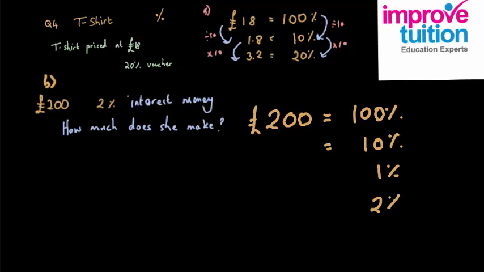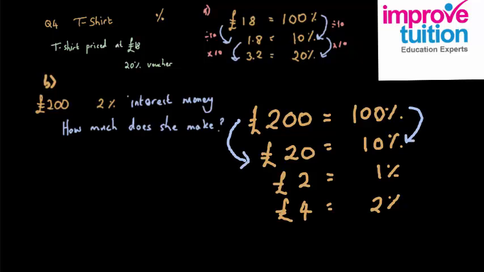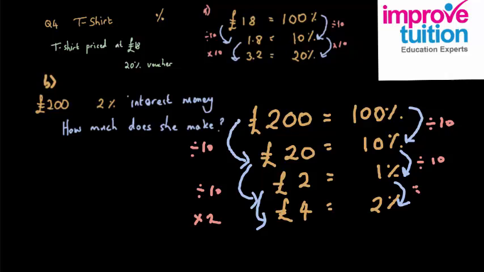Do you remember? That's right, we divide by 10 to work out 10%, which is £20, and then we divide by 10 again to get 1%, and then times by 2. So we're gradually working out 2% by working out 10%, then 1%, and then because we know what 1% is, we can work out 2%. So she earns £4 of interest, so earned interest of £4.